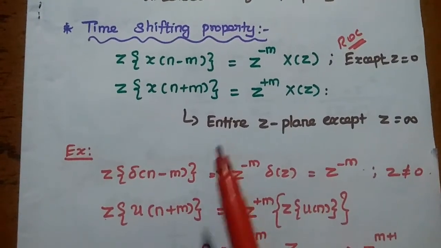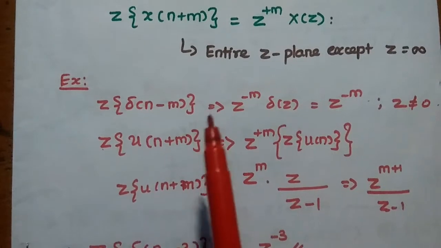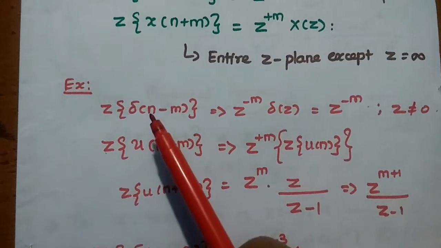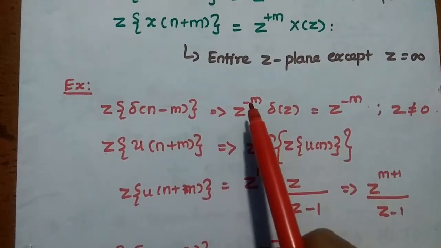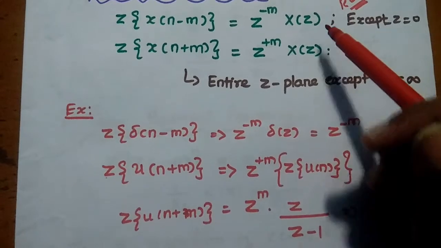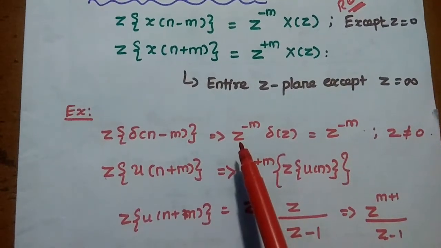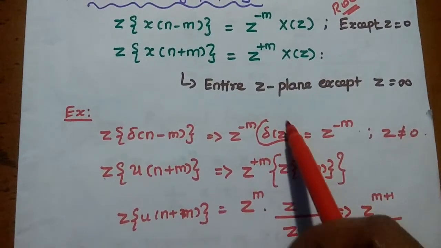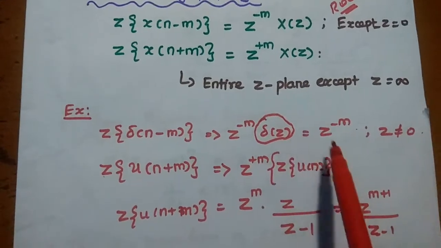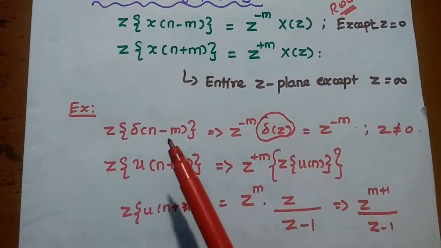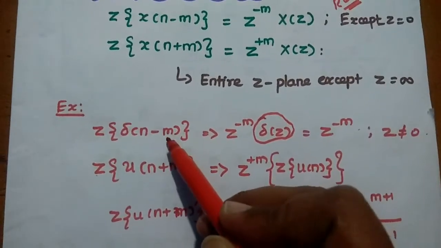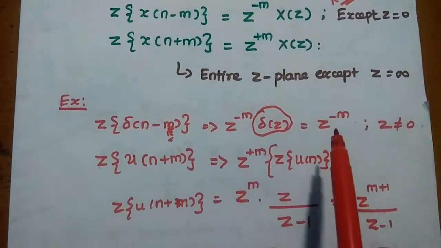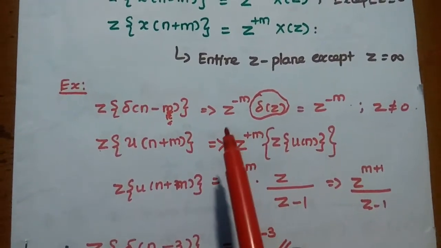So examples for this time shifting property, we can consider the following. The Z transform of del of n minus m is equal to z power minus m. From the time shifting property, we can write z power minus m times the transform of del. So what is the Z transform of the impulse signal? That value is 1. So for del of n minus m, sometimes they may ask n minus k, whatever it may be, it is just a delay. So that is equal to z power minus m. So the questions may come like this.